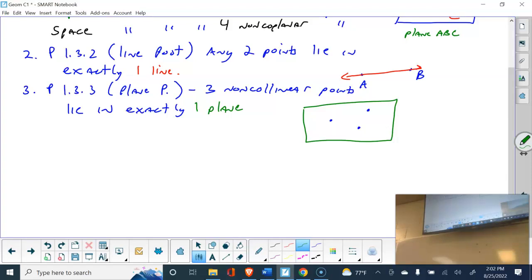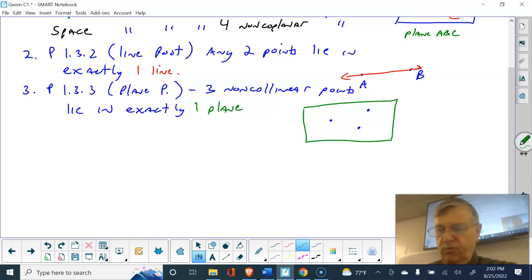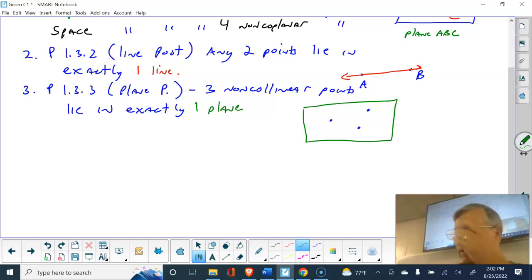And again, I like to use a folder to illustrate a flat plane, because it's a flat surface. This one goes through those two, but not that one. This one goes through those two, but not the third one. The only one that goes through all three is the plane of the board. Does that make sense? So that's all they're trying to say. All right, so three non-collinear points lie in exactly one plane.